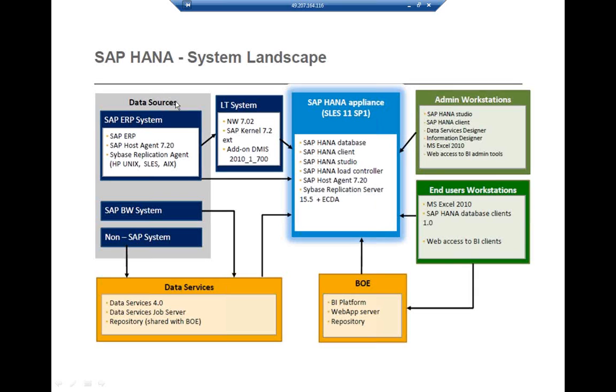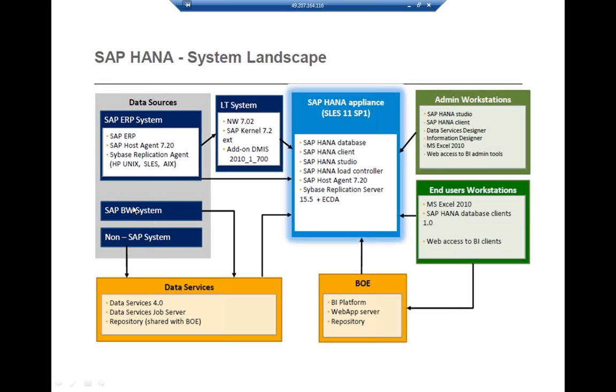Then here you can find some sources for the data. From these sources we have to extract or replicate the data and load it into the HANA database. As I told you, we don't know what these sources are going to be. They may vary from company to company. Just a few examples are given here. It may be an SAP ERP system, it may be an SAP BW system, or it may be any non-SAP system.